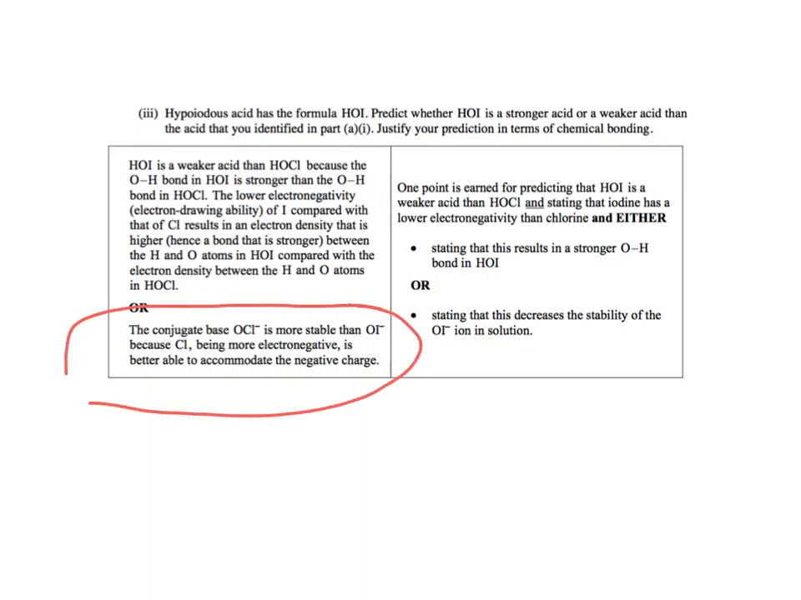The way that you explain whether an acid is stronger or weaker has to do with the stability of the conjugate base. So OCl minus is more stable than OI minus, and this is because Cl is more electronegative, and that makes it better able to accommodate or deal with the negative charge. So conversely, that means that the OI minus is less stable, means that the acid is weaker.